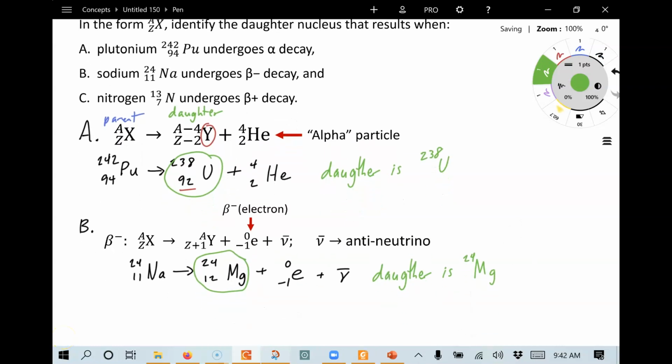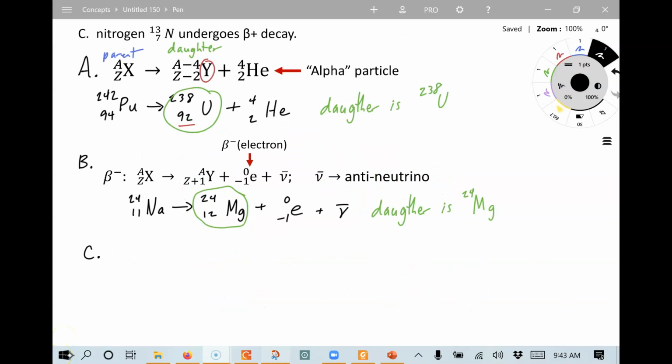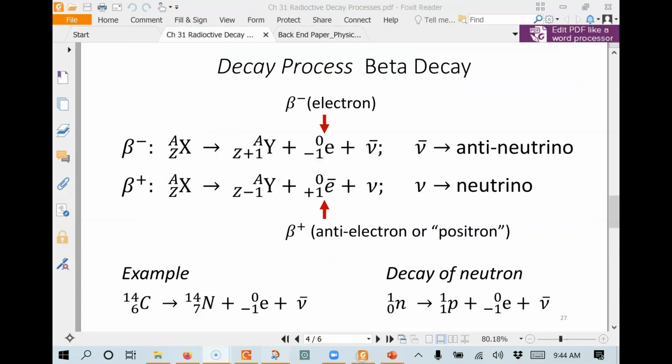All right, and finally we've got one more to go here. Okay, part C. Here we have nitrogen-13, and it undergoes beta plus decay. Let's look that up. For the beta plus, instead of emitting an electron, it emits a positron, which is the anti-electron, and that's why we have a bar on the top. It emits a neutrino as well. So let's copy that and paste it in.